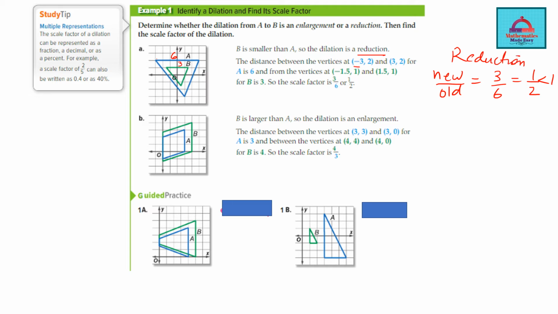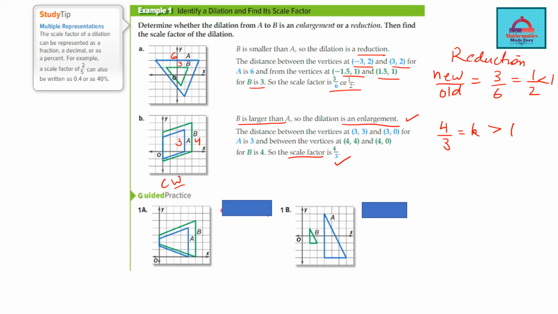In the book, it is also given in terms of vertices. You can do that also, and the scale factor in that case will be the same. Let's do this one. From A to B, from blue to green, it has become bigger. B is larger, so it's enlargement. Counting the side lengths, 1, 2, 3 and 1, 2, 3, 4, the scale factor is new over old, that means 4 over 3. It is more than 1, so it is enlargement. Or you can count the vertices and then get the length.